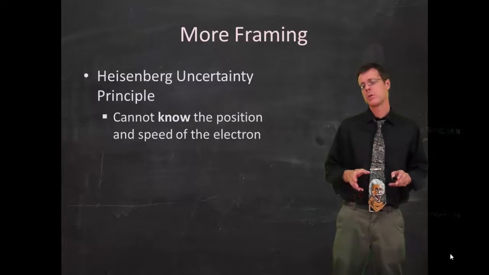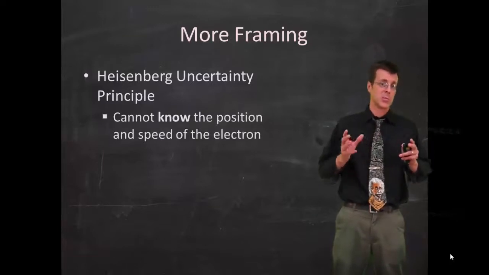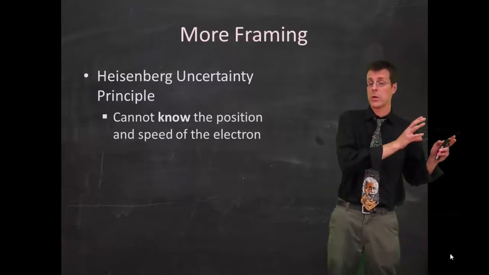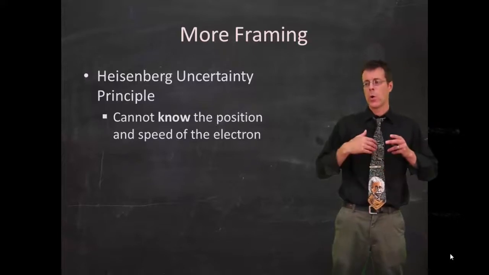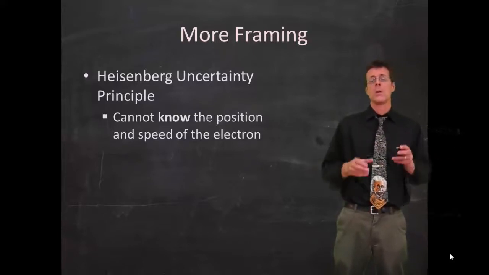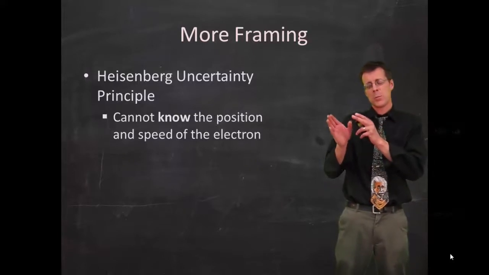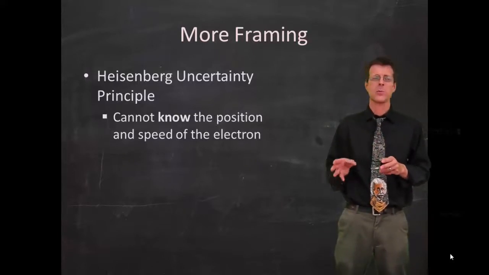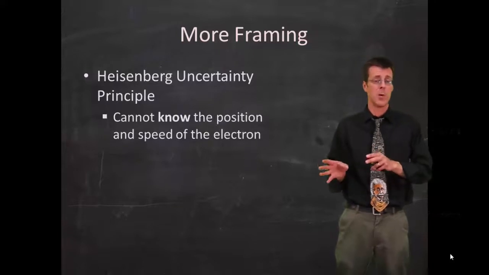And the Heisenberg Uncertainty Principle says that that whole business that Bohr said, that we can know the electron is here, we can't. Whatever we do to figure out where the electron is will change it. So this principle, the Heisenberg Uncertainty Principle, was not real popular at the time. A lot of people mocked it.